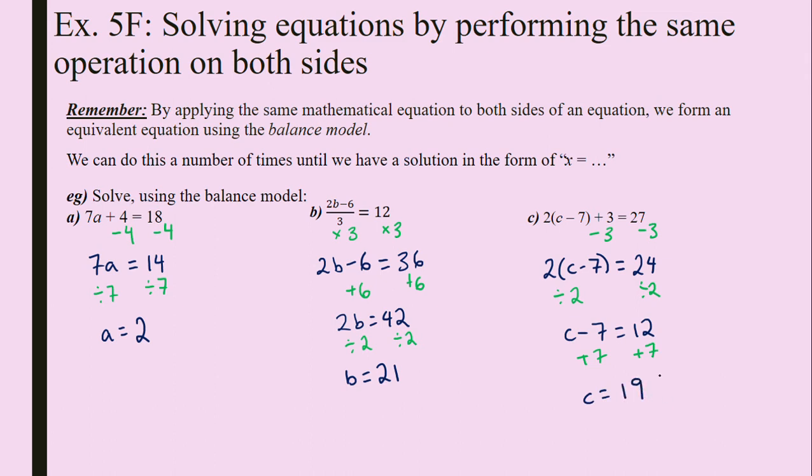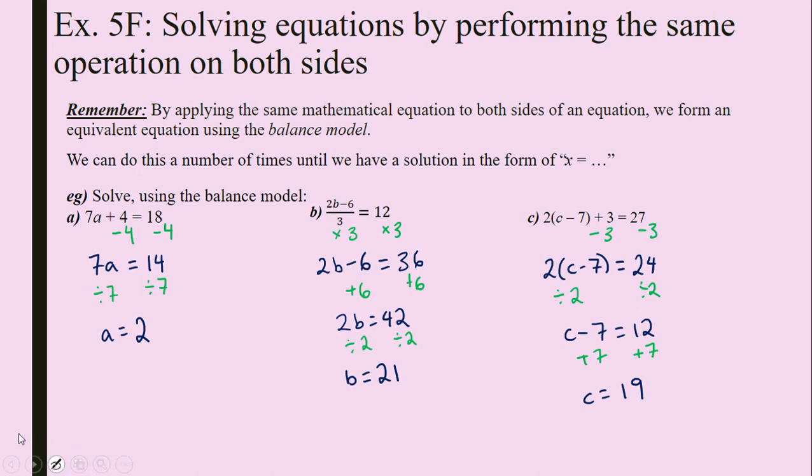Okay, we'll substitute it back in to check. 19 minus 7 is 12, multiplied by 2 is 24, plus 3, we do get 27. Hooray! So using the balance model, instead of just picking random numbers to add, subtract, multiply, divide to make equivalent equations, we select our operations strategically to reverse our operations on the pronumeral. So substitute back in to check your answer.